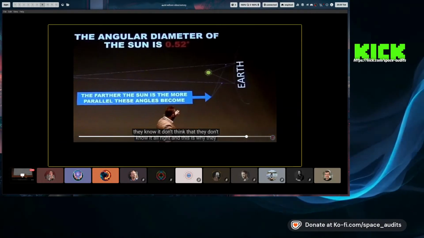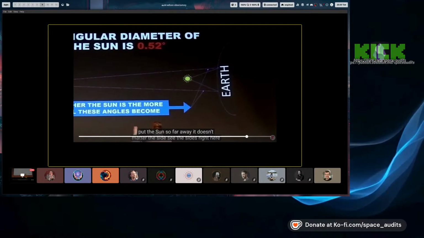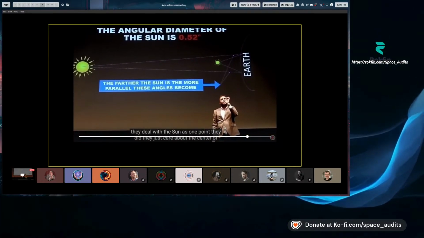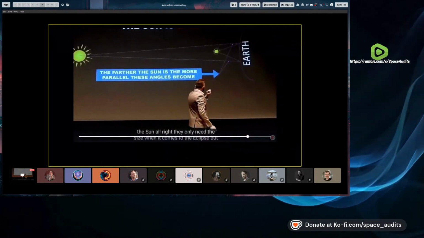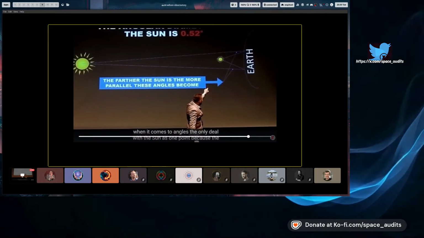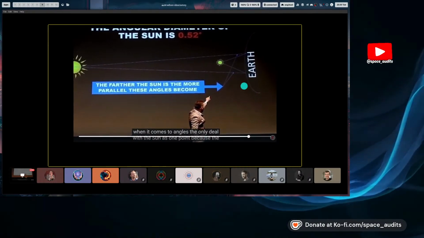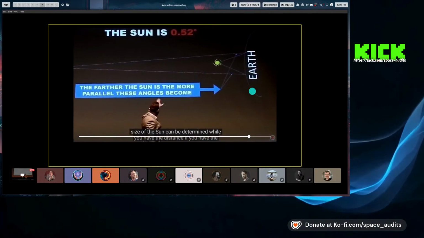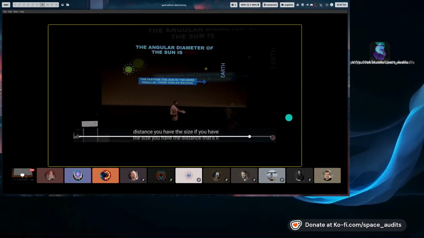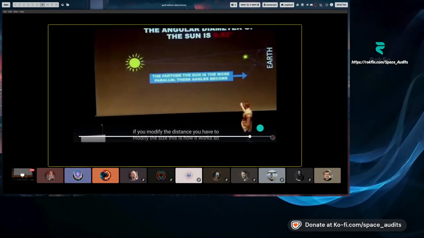And this is why they put the sun so far away. It doesn't matter the size. See the size right here? They deal with the sun as one point. They just care about the center of the sun. They only need the size when it comes to the eclipse, but when it comes to angles, they only deal with the sun as one point, because the size of the sun can be determined while you have the distance. If you have the distance, you have the size. If you have the size, you have the distance. If you modify the distance, you have to modify the size. This is how it works.